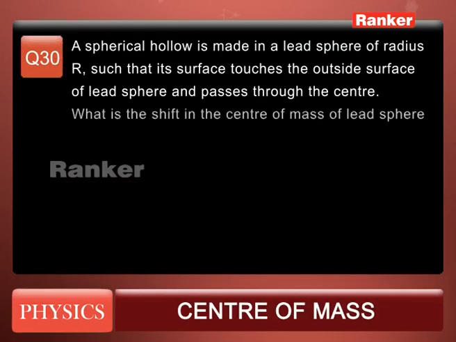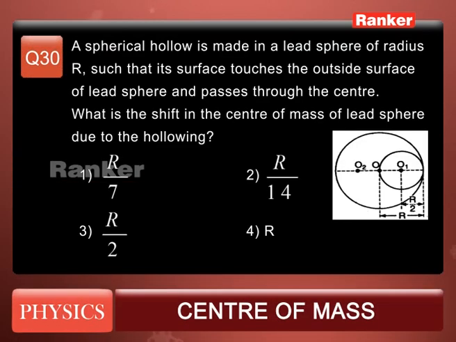Now question number 30. Question is this: a spherical hollow is made in a lead sphere of radius r such that its surface touches the outside surface of lead sphere and passes to the center. What is the shift in the center of mass of the lead sphere due to the hollowing? First option is r by 7, second option r by 14, third option r by 2, while the fourth option is r.